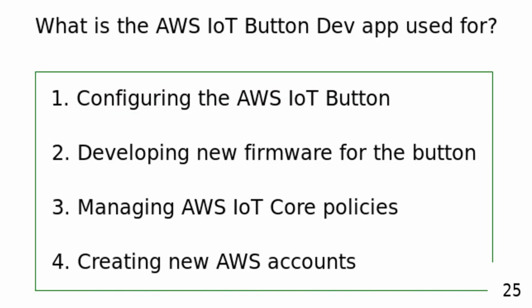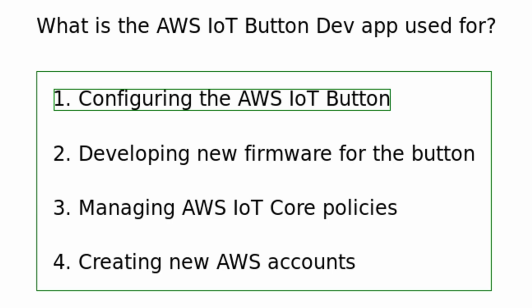What is the AWS IoT Button Dev app used for? Configuring the AWS IoT Button. Developing new firmware for the button. Managing AWS IoT core policies. Creating new AWS accounts. The AWS IoT Button Dev app is used for configuring the AWS IoT Button.